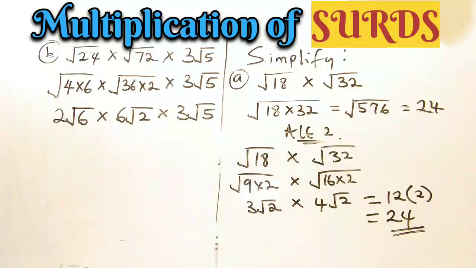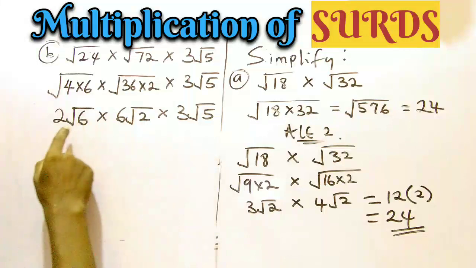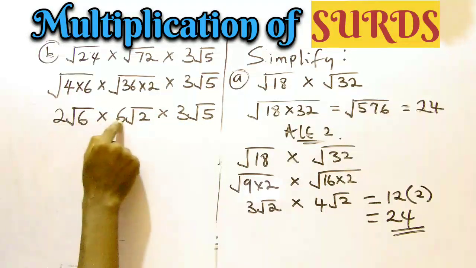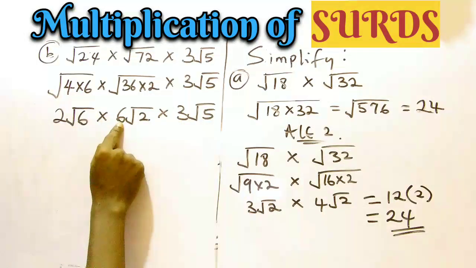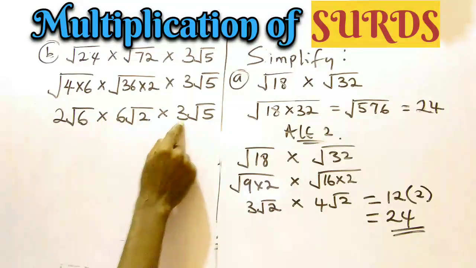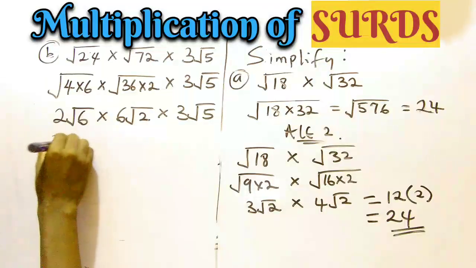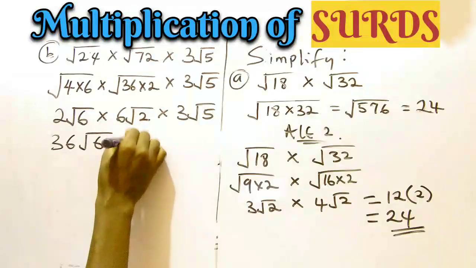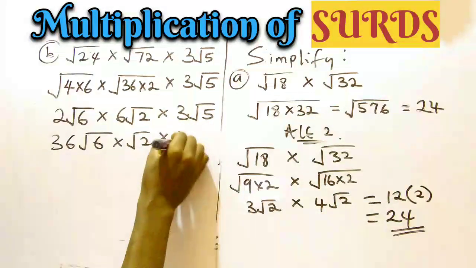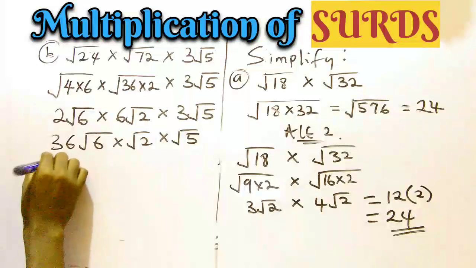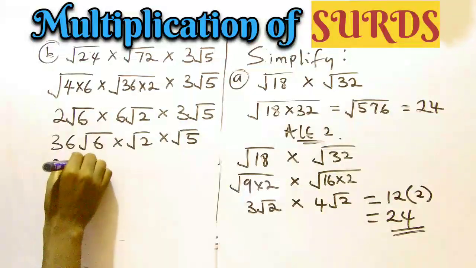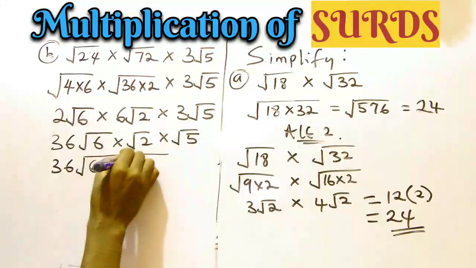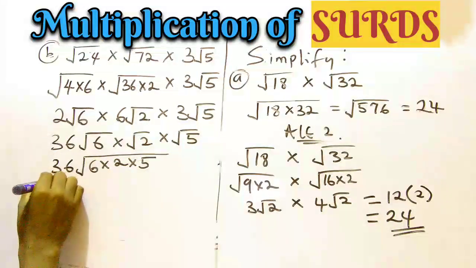Now, in multiplication of surds, we can first of all multiply all the numbers in front of the surds. So 2 times 6, that's 12. 12 times 3, that is 36. Then I can multiply the surds: root 6 times root 2 times root 5.